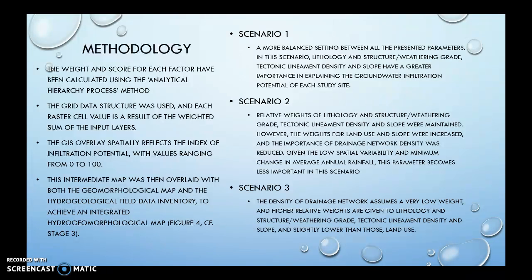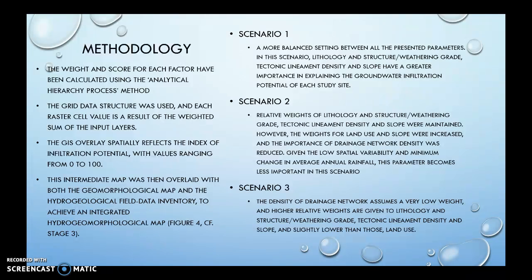Once these maps have been overlaid, an intermediate map was produced, and then that was overlaid on top of the geomorphological map and the hydrogeological field data inventory. This created an integrated hydrogeomorphological map, which is at the very bottom of the flowchart on the next page.